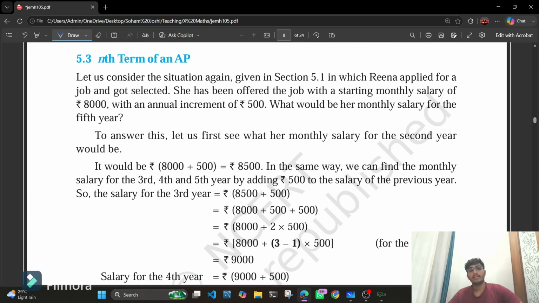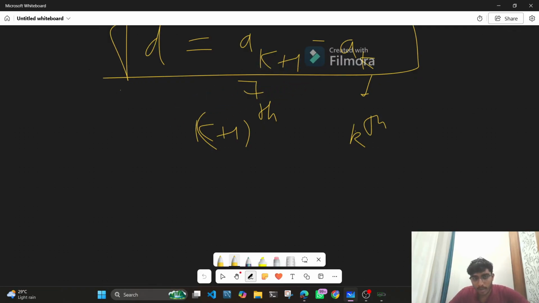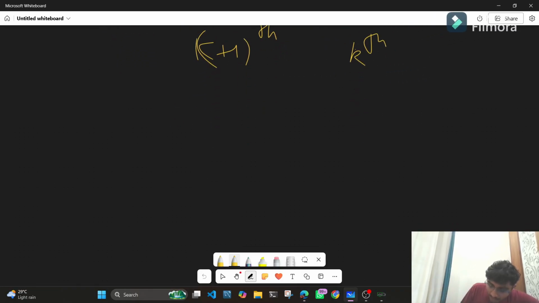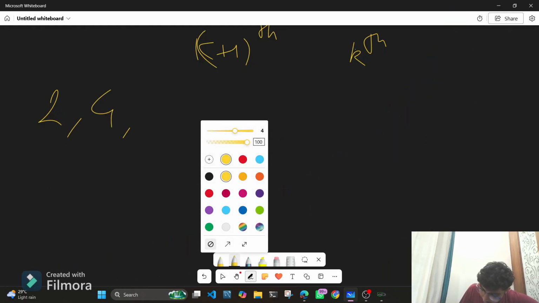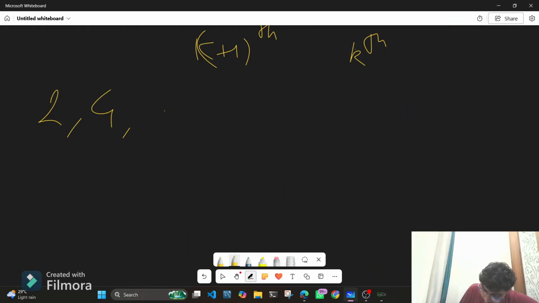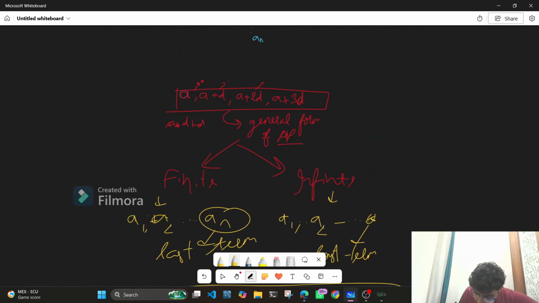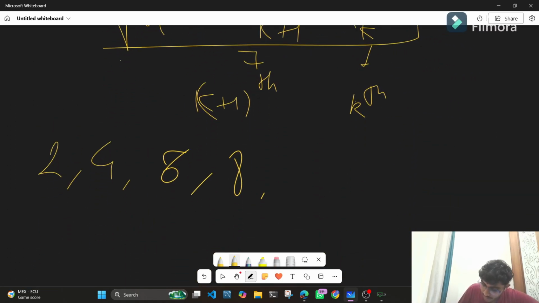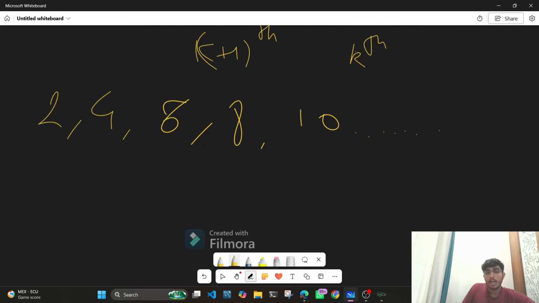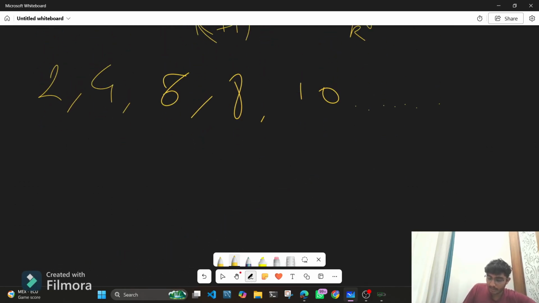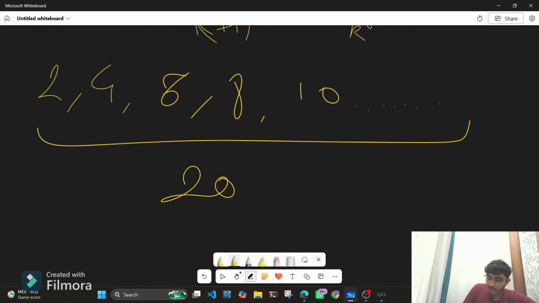Next up, we have the nth term of an AP. Now, let us take an example. Maybe I have a progression of even numbers: 2, 4, 6, 8, 10, and I want it till the 20th term. So I want a total of 20 terms in this AP.